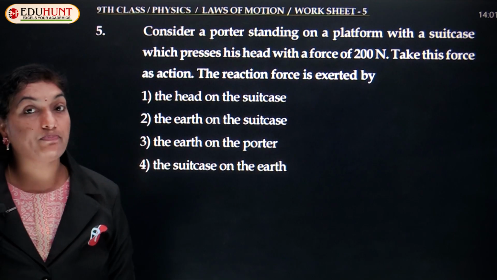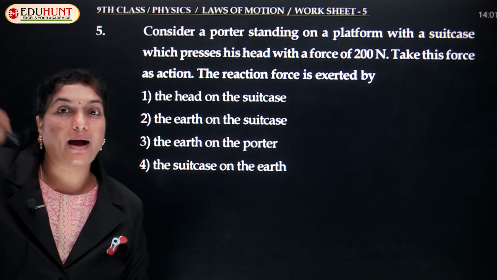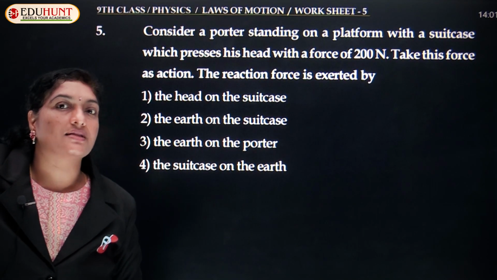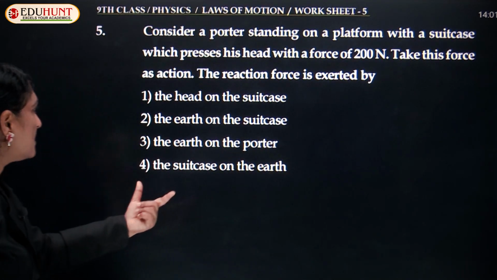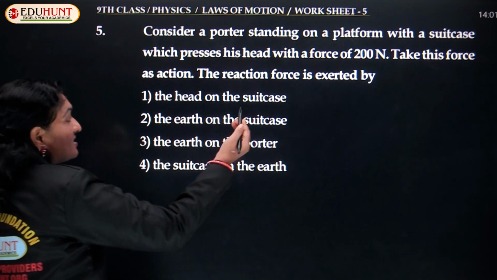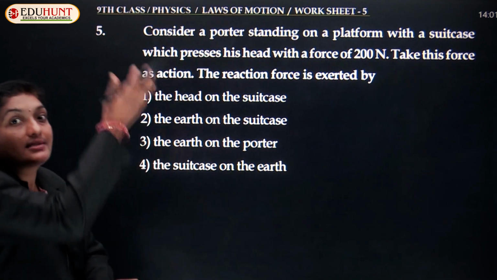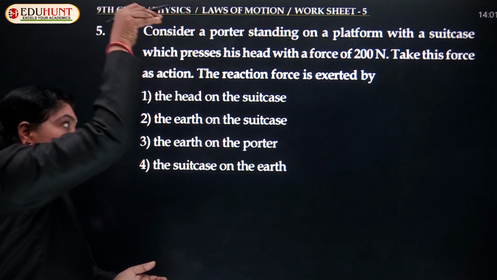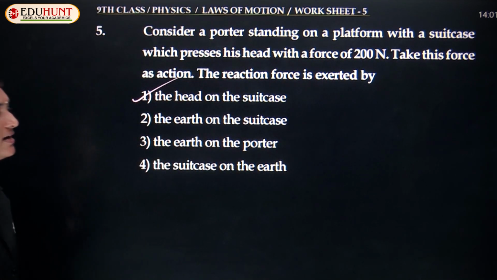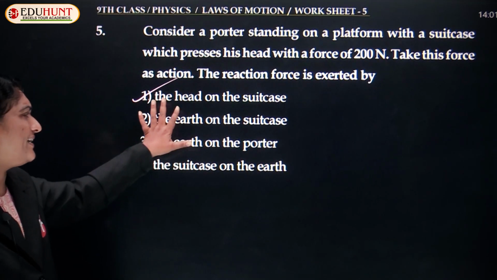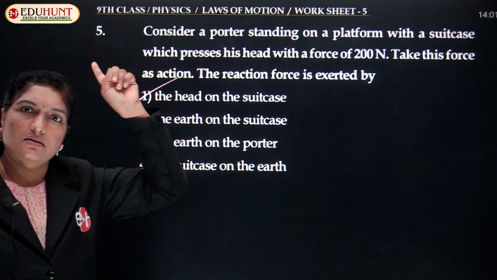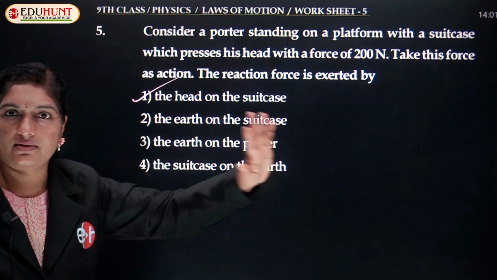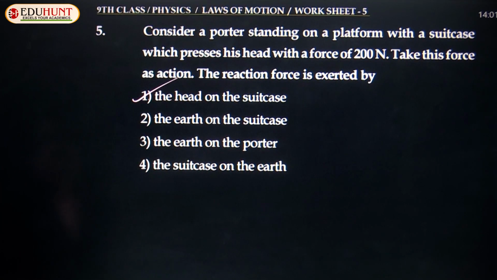So at the same time, the force exerted by the head on the suitcase is also 200 Newtons in the upward direction. So the correct option is that the reaction force is the head exerts a 200 Newton force on the suitcase. So the head on the suitcase is the correct option. Nothing related to earth. Suitcase on the head, head on the suitcase. Action and reaction, two bodies.